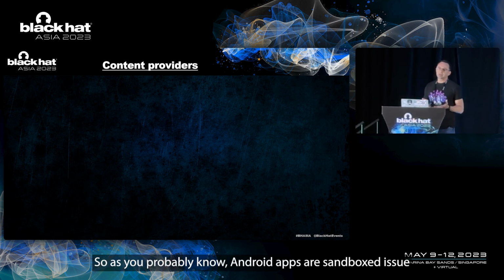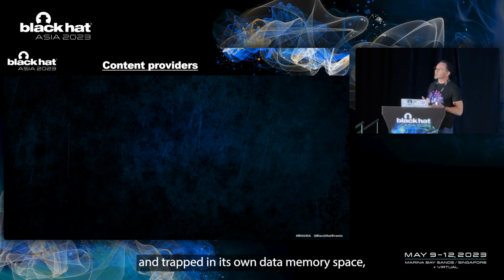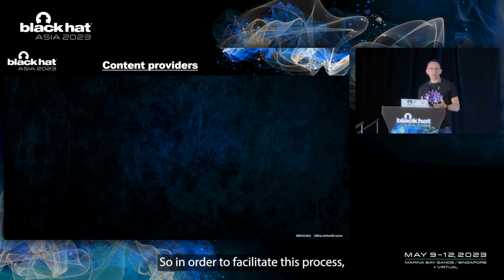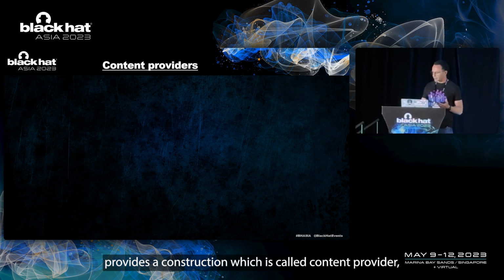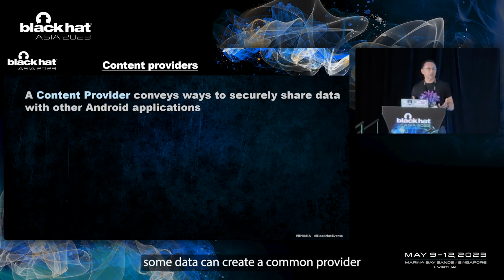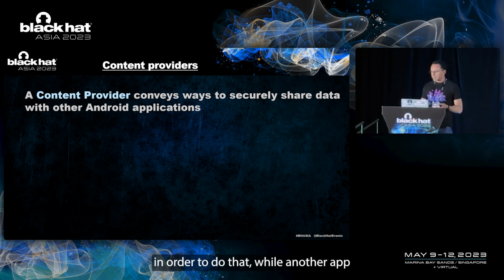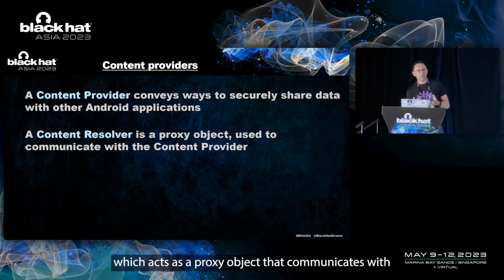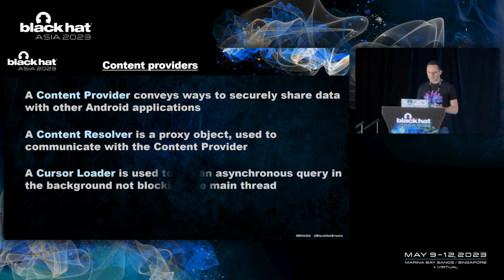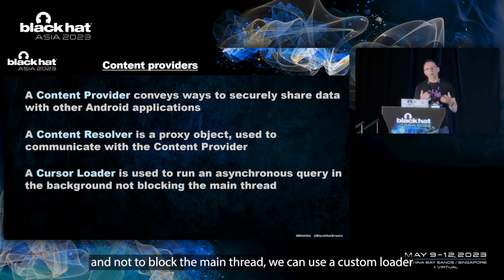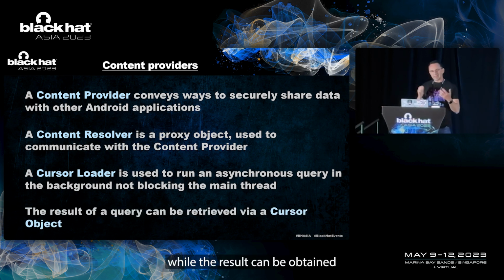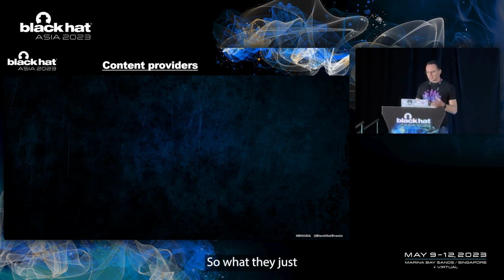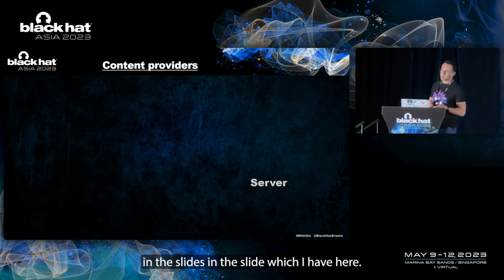So, as you probably know, Android apps are sandboxed, each one trapped in its own data memory space, which makes data and file sharing quite hard between them. So in order to facilitate this process, the Android operating system provides a construction which is called a content provider. Simply said, an app which wants to share some data can create a content provider in order to do that, while another app which wants to access some data can create a content resolver, which acts as a proxy object that communicates with the remote content provider. For this process to take place in the background and not to block the main thread, we can use a cursor loader, while the result can be obtained by accessing a cursor object, which is returned by the remote content provider.